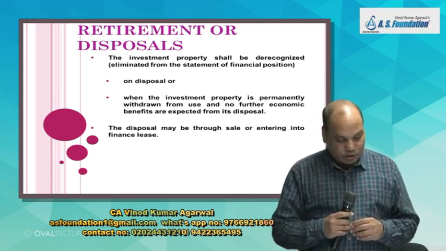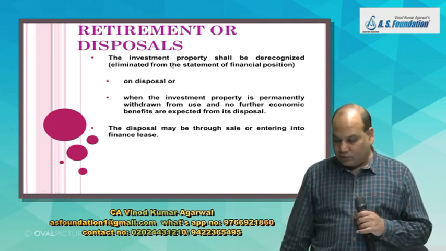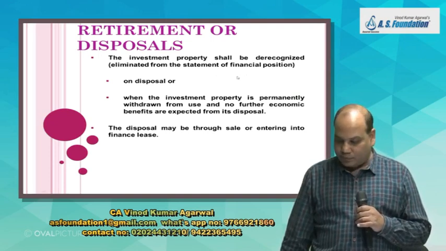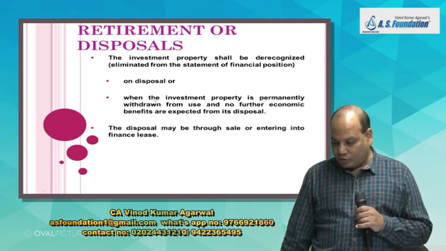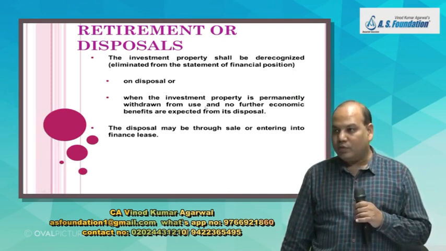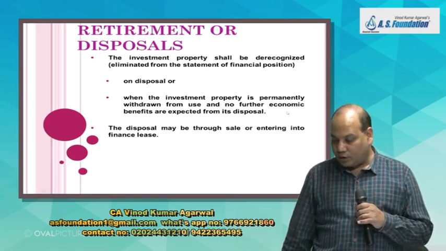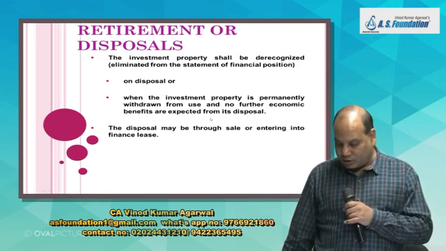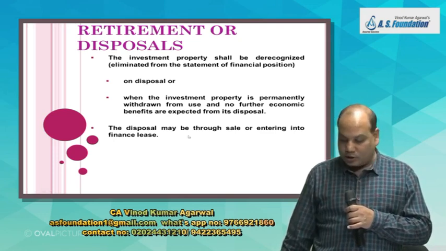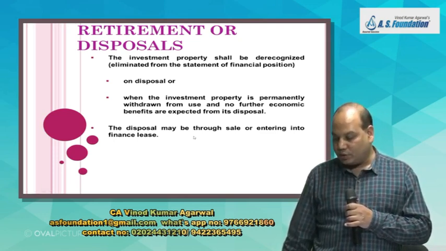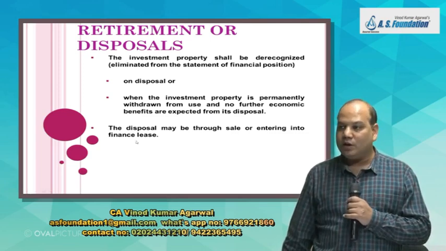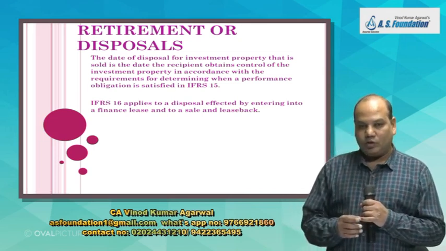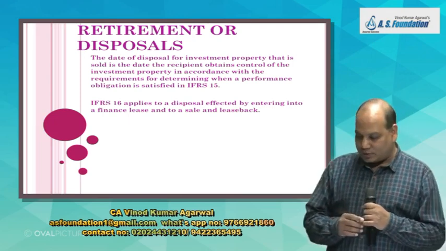Now next is retirement or disposal. The investment property will be derecognized, that is, eliminated from SOFP on disposal, and when it is permanently withdrawn from use and no further economic benefits are expected from its disposal, then it will be derecognized. Disposal can be either through sale, very simple, or through entering into a finance lease. In a finance lease, the lessor would derecognize the asset.